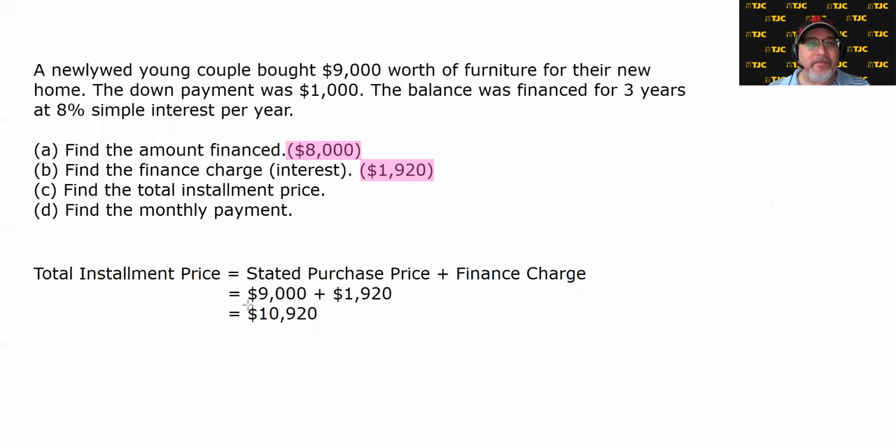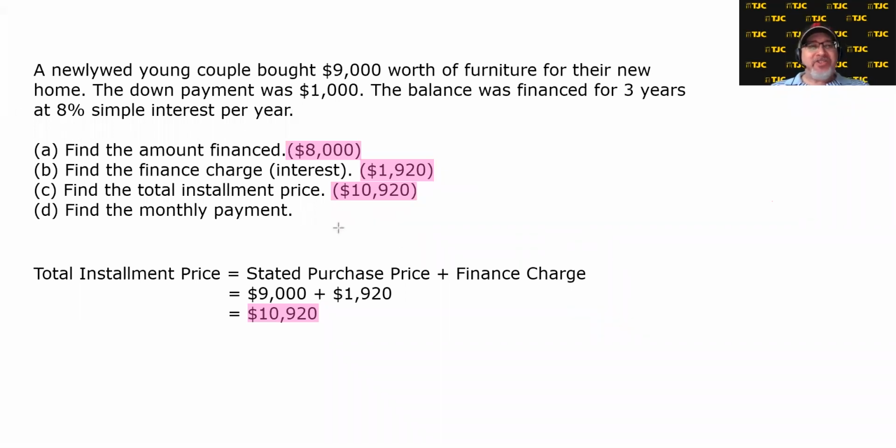All right. So sometimes to find the total installment price, it's not down payment plus all the monthly payments. Sometimes it's purchase price plus the extra finance charge you're going to pay. So don't get hung up on formulas. Know the idea. Total installment price is everything I'm paying for this item. All right, so let's add that to our answers up there.